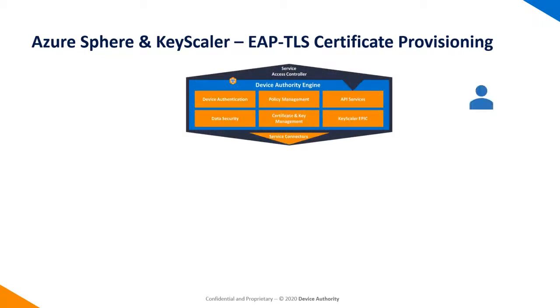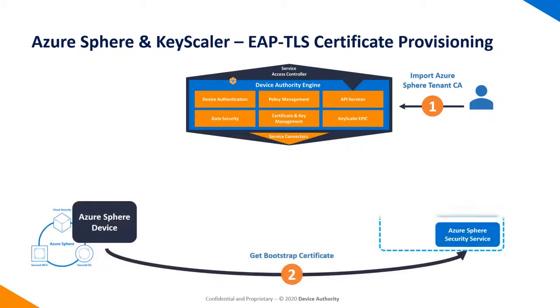Step 1 is to configure Keyscaler to establish the trust between the Keyscaler tenant and the Azure Sphere security service. We need to import the Sphere tenant certificate authority into the Keyscaler system. This is a one-time configuration. This will effectively allow Keyscaler to trust the Azure Sphere device when it tries to authenticate itself.